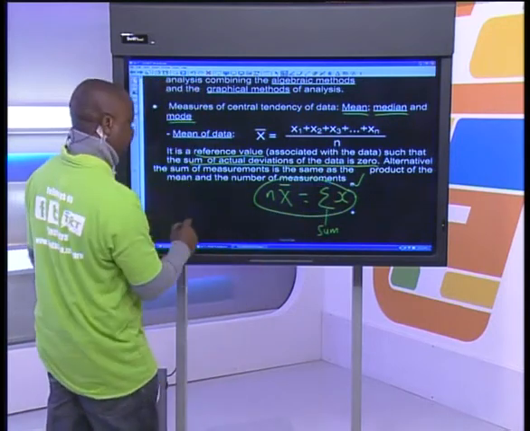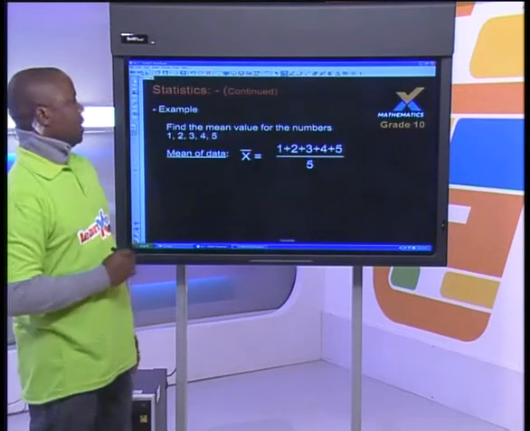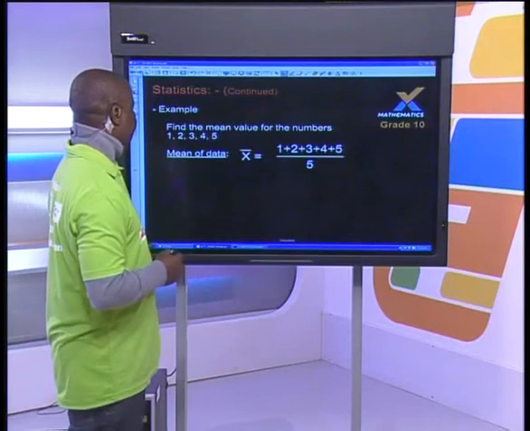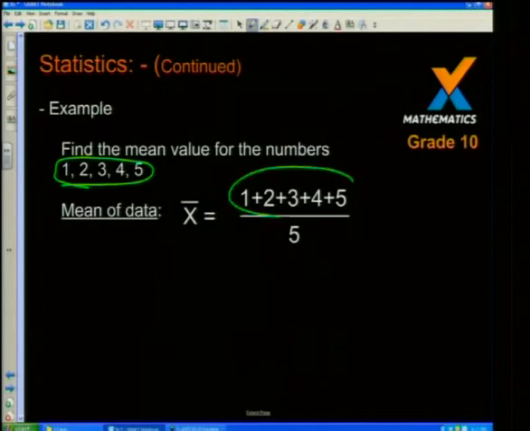If we can move on to the next page. We can take a simple example which you can easily work out at home. We are saying here, find the mean value for the numbers 1, 2, 3, 4, 5. They are given that data. And to find the mean of that data, like we said, you now have to add up your measurements and divide by the number of measurements that you've taken. As you can see, this is an easy one that I've picked.